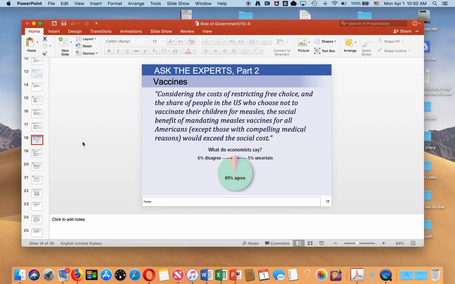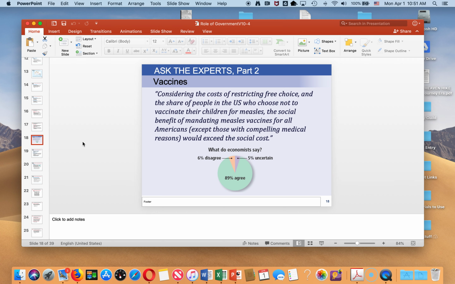Now, finally, for this section, we have a reconsideration of vaccines. In this case, a poll was done of economists, and the question was, considering the cost of restricting free choice and the share of people in the U.S. who choose not to vaccinate their children for measles, the social benefit of mandating measles vaccines for all Americans would exceed the social cost.